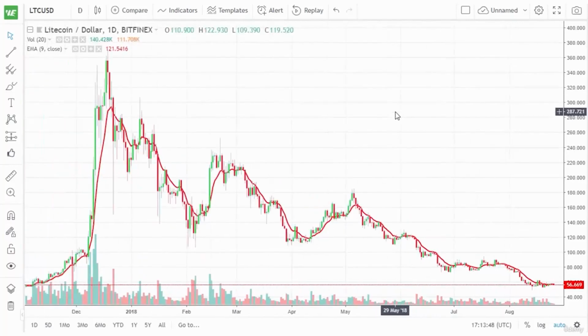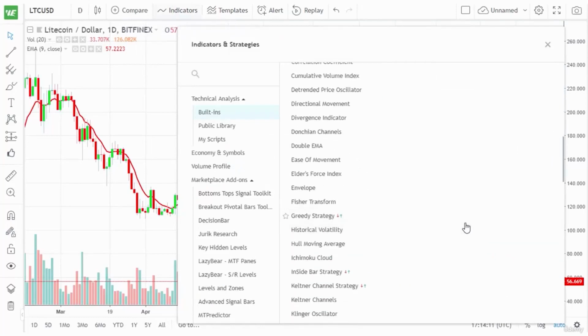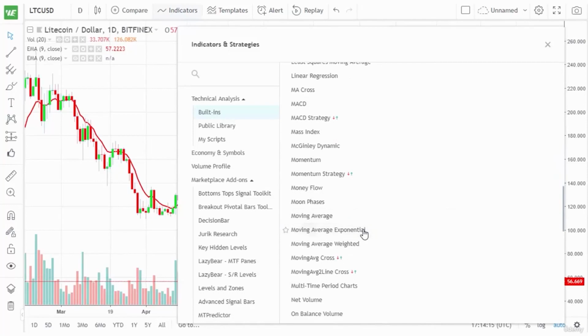When you zoom way out, you can see that there was an extraordinarily strong uptrend in the bubble top. And you can see that we rallied, we changed, and then fell. Now, some people will simply look at a moving average and say, okay, I'm only trading in that direction. There are other moving averages, obviously, that you can use. So let's go ahead and add another one. Let's add a moving average exponential.